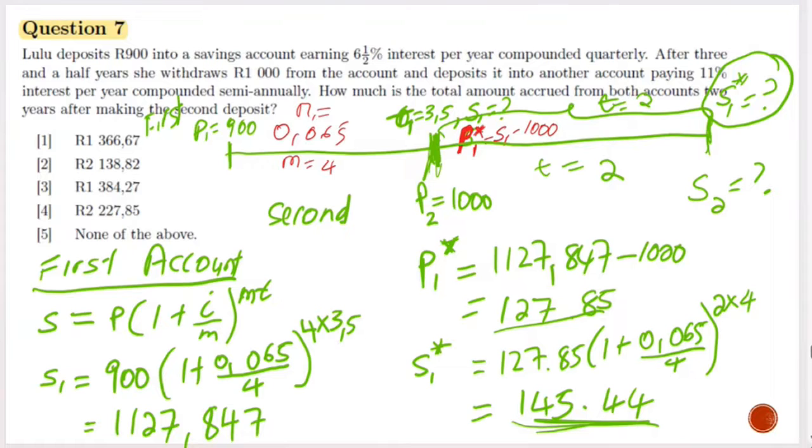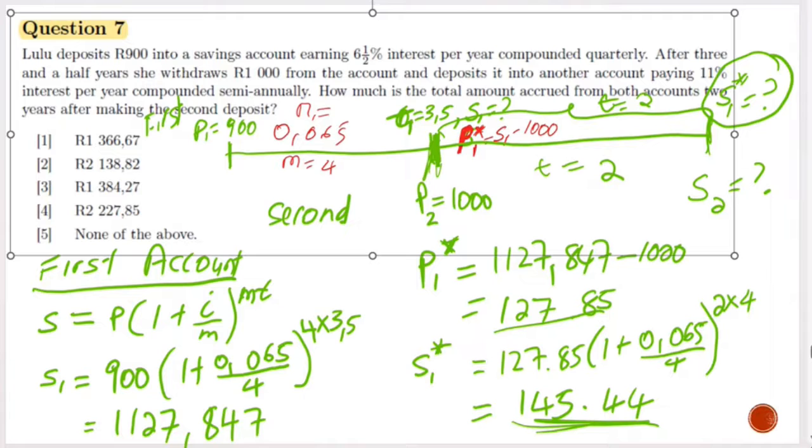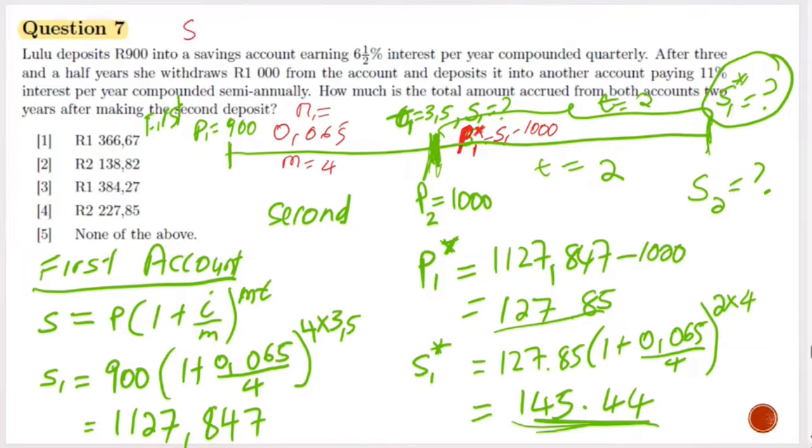So now I am done with account one. This is an accumulated amount. I leave it there. I need to go and calculate for the second account. I'm not going to get a new slide, guys. I'm going to be working here, but I'm going to be using a different pen. Now I need to work with the second account.